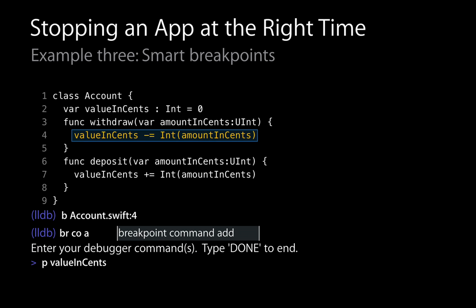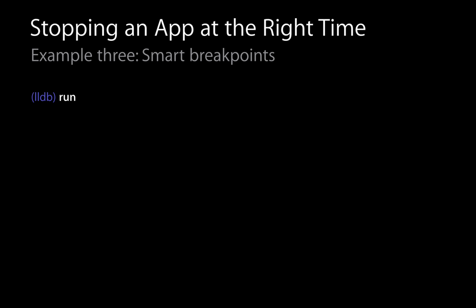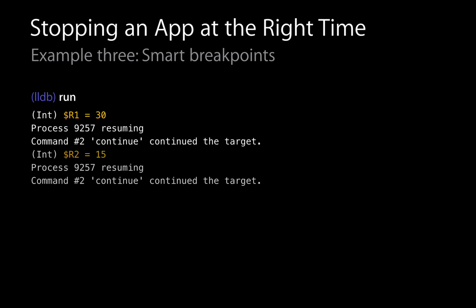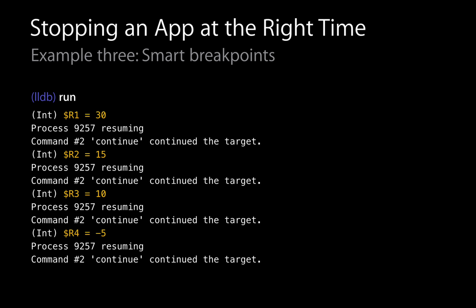In this case, what we want to do is see the value of the current account in cents, and then we want to continue, which means that the process just keeps running as normal. Finally, once we're done typing in commands, we type capital DONE, and then when you run your program, you get output each time the breakpoint gets hit, but you don't have to touch anything. This is a really cool feature that is very useful for when you've got your program, but you don't want to have to recompile it to insert print lines or do something horrific like that.